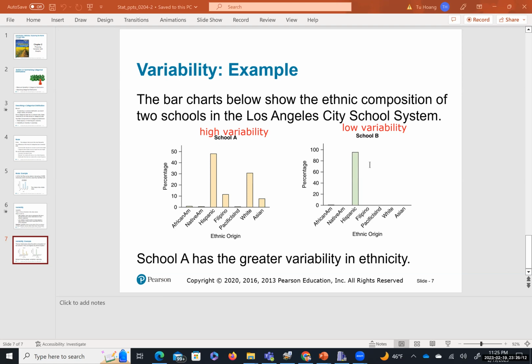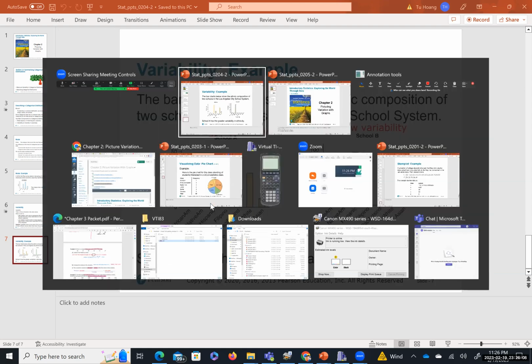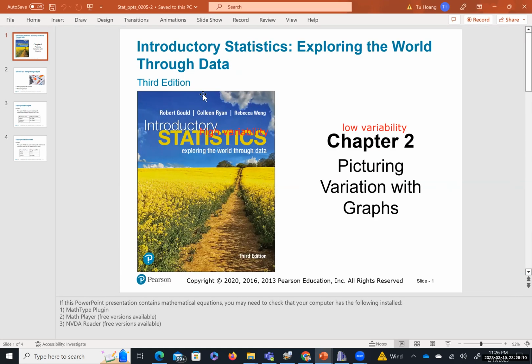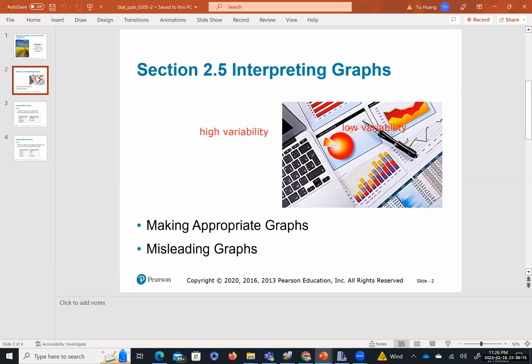I'm going to stop this section 2.4 here, and I'm going to continue with 2.5 because this section is going to be very quick, with only 2 slides actually. So 2.5 is just interpreting the graph.